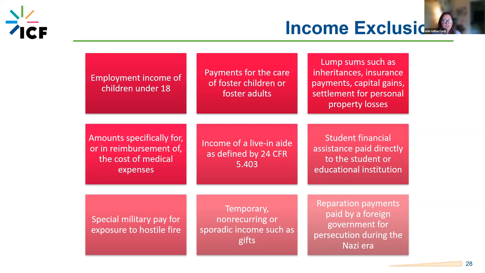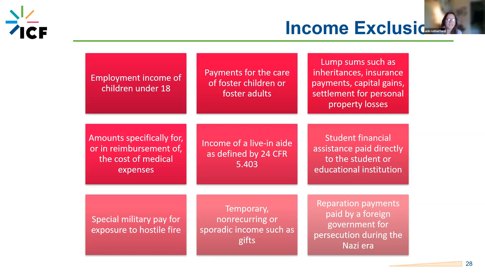You also have to exclude any income that's received through student financial assistance that's paid directly to the student or to the educational institution. Special military pay for exposure to hostile fire is also excluded, as well as any temporary, non-recurring, sporadic income such as gifts. And lastly, you cannot include any income received from reparation payments paid by a foreign government for persecution during the Nazi era. This last one I was not familiar with prior to today, and I was not planning on using this term in my vocabulary today, but here we are. So let's go on to the next slide.